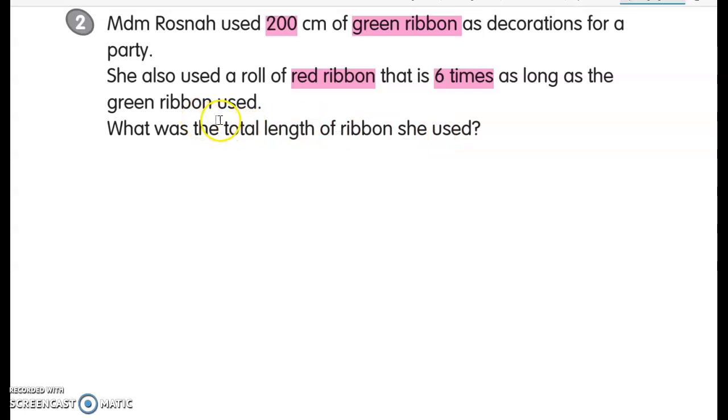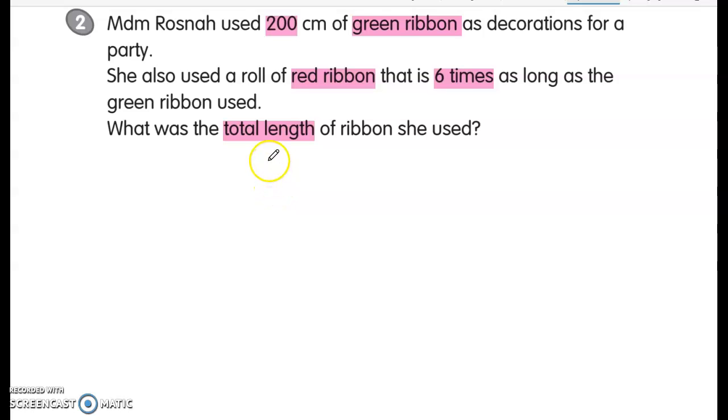So this question, what do we need to find out? We need to find the total length of ribbon she used. So what is the first step? So we need to find the total length, right, of green and red. But we know the green, we don't know the red. However, with this information, we can use model to help us. Remember, 6 times, 3 times, 4 times. What do we do? We draw model, right, to help us understand.